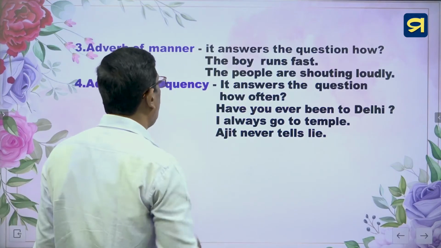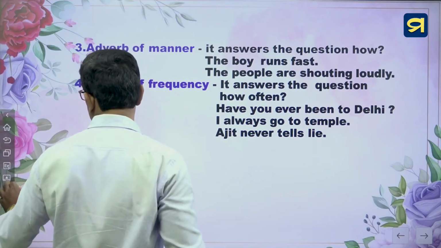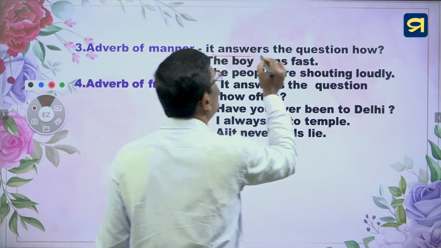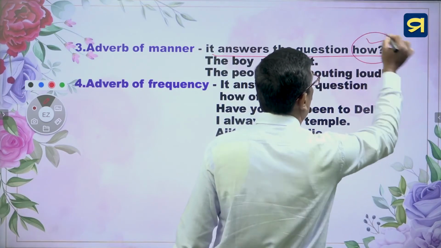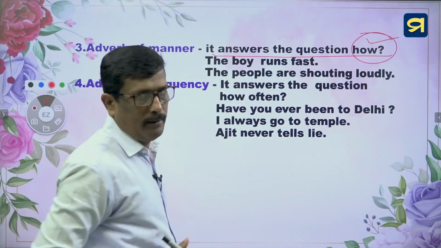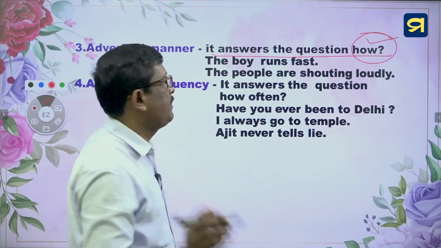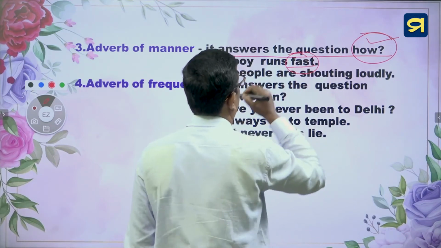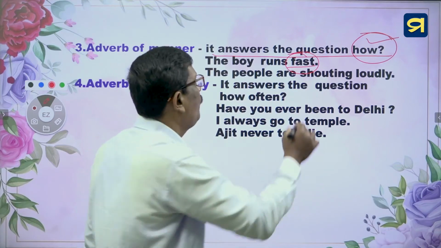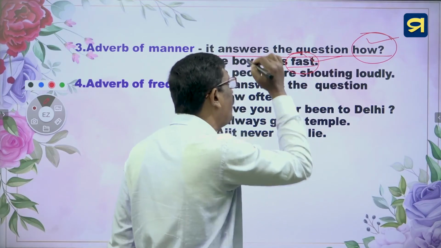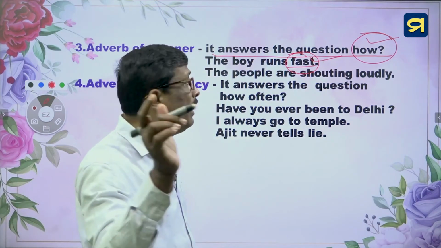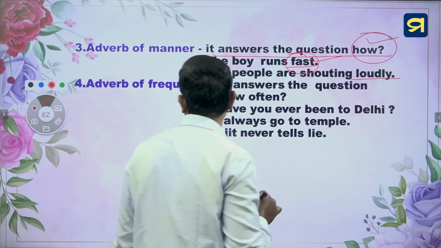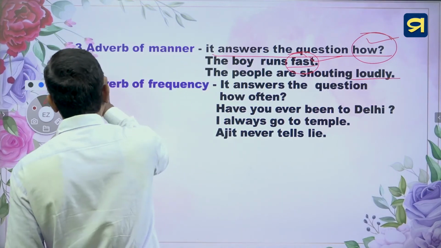Next, we are going to discuss the third one: adverb of manner. Adverb of manner answers the question how. By using how, we can pick out the adverb of manner. The boy runs fast. You see, by using how, we can answer fast here. How does the boy run? Fast. It is the adverb of manner. The people are shouting loudly. How are the people shouting? Loudly.